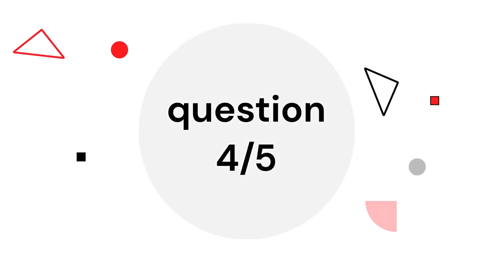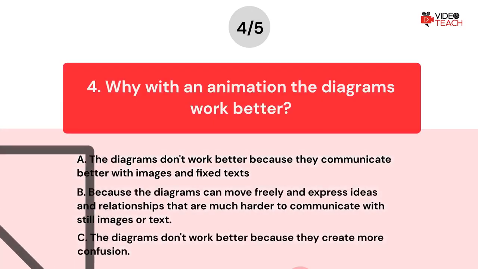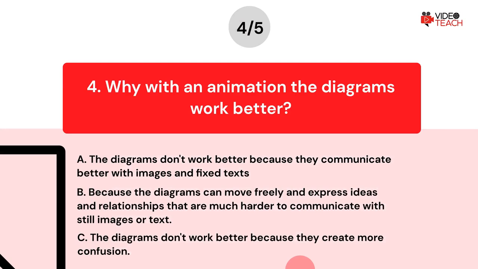Question number four. Why do diagrams work better with an animation? Option A. The diagrams don't work better because they communicate better with images and fixed texts. Option B. Because the diagrams can move freely and express ideas and relationships that are much harder to communicate with still images or text. Option C. The diagrams don't work better because they create more confusion. Now you have about 15 seconds to think about your answer.